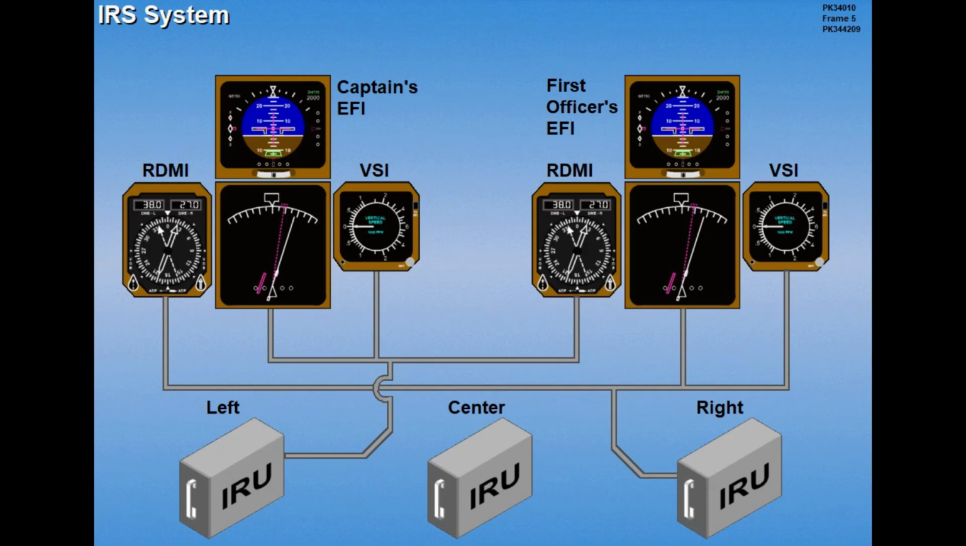The left IRU supplies flight data to the captain's EFIS and VSI displays, as well as the first officer's RDMI. The right IRU supplies flight data to the first officer's EFIS and VSI displays, as well as the captain's RDMI. The center IRU serves as an alternate source for either pilot's instruments.